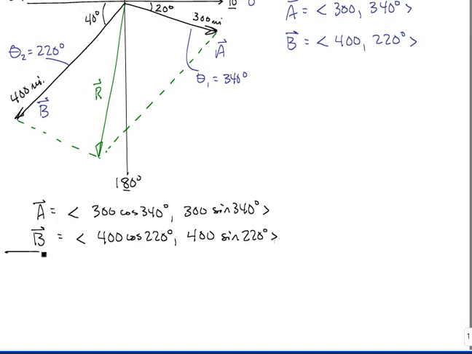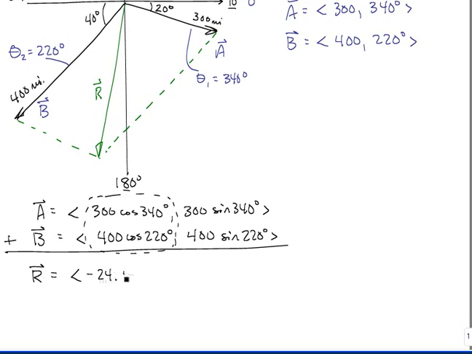Now I can add these, and what I need to do is just take the two x components and add those, and if you put those in your calculator, you will get negative 24.50999. Then we take the two y components, add those together, and get negative 359.72109.